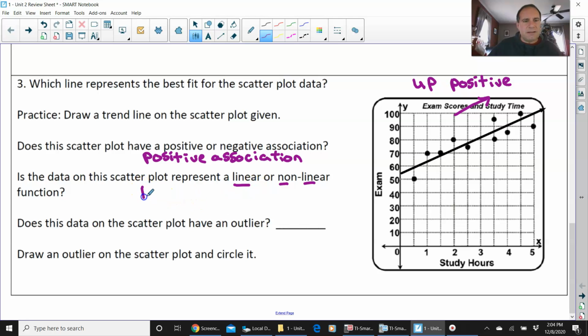So is it linear? Yes, it is. It's a linear function. It's linear because it's straight.